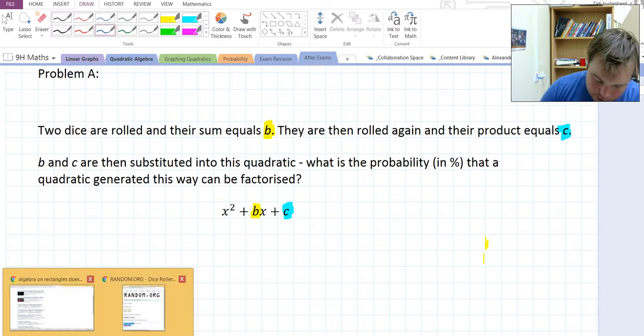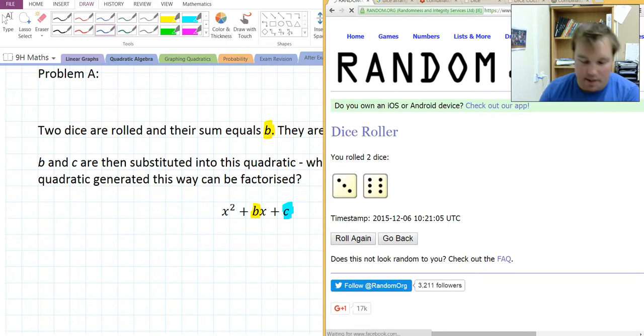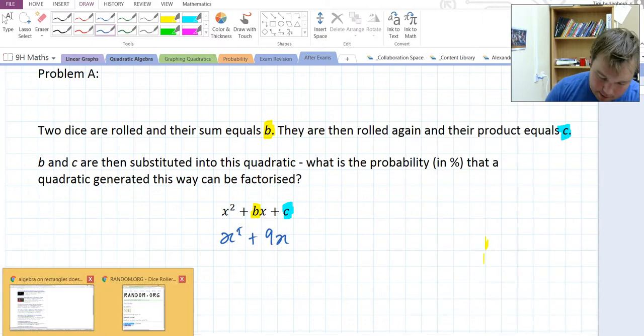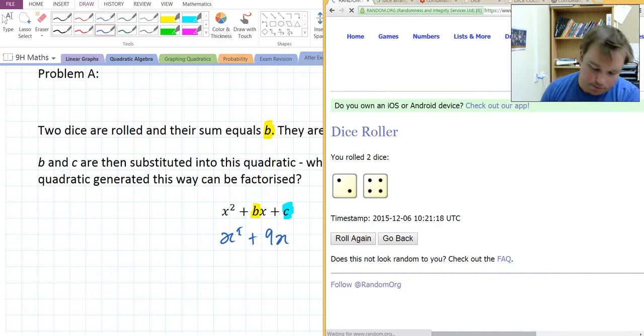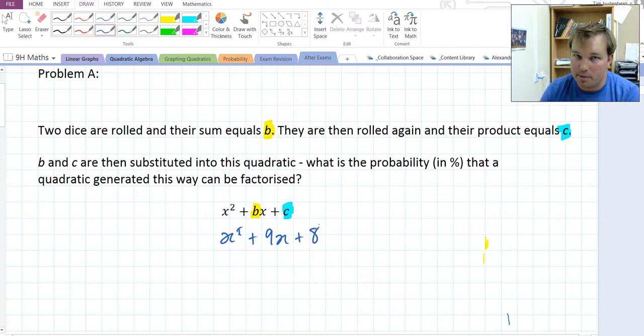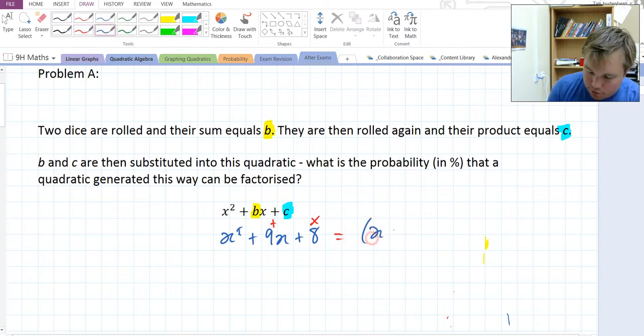So I could bring up a digital dice, roll, 3 and 6, adds together to make 9, so I would get x squared plus 9x. Now, to get the second number, I take my dice, roll them again, 2 and 4. 2 times 4 is 8, like that. So now I'm looking for two numbers that multiply together to make 8 and add together to make 9. Well, lucky day, because they do. Clearly, 1 and 8 would work. So we could factorize this into (x plus 1)(x plus 8).